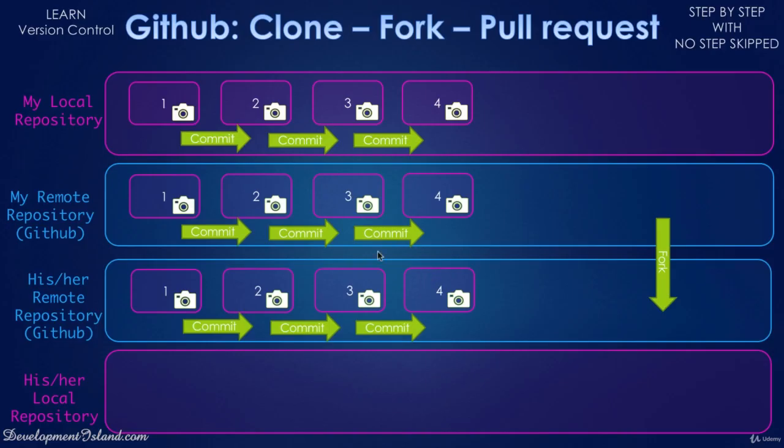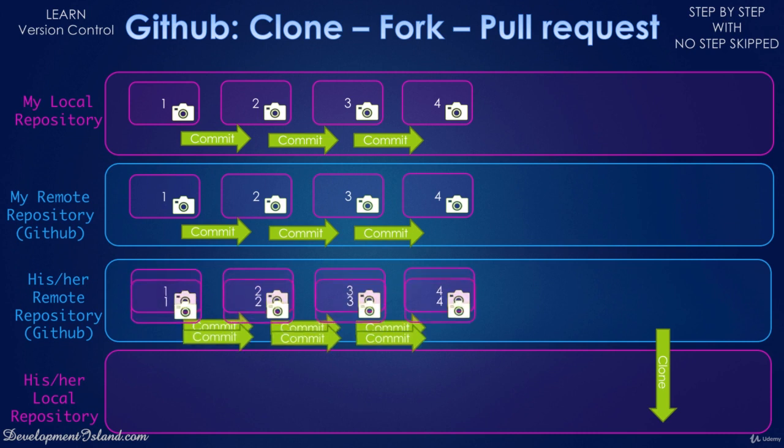Now, instead of making changes directly inside GitHub, we would prefer to make a copy of that repository into our own local repository in order for us to use our favorite editor, for example. So what we're going to do now is called cloning. So again, cloning is making a copy of that GitHub repository into your own local environment.